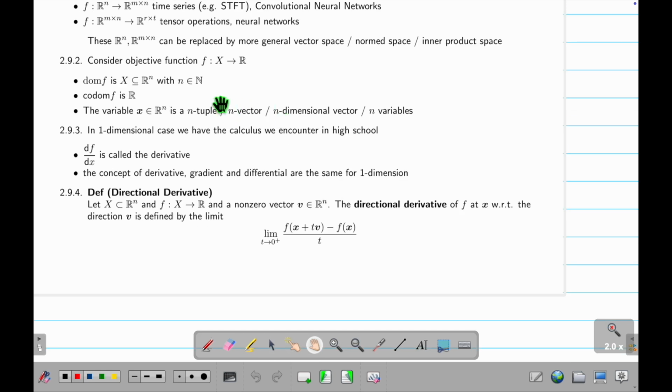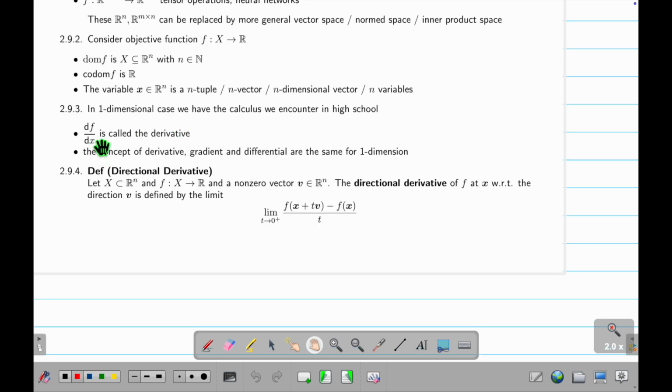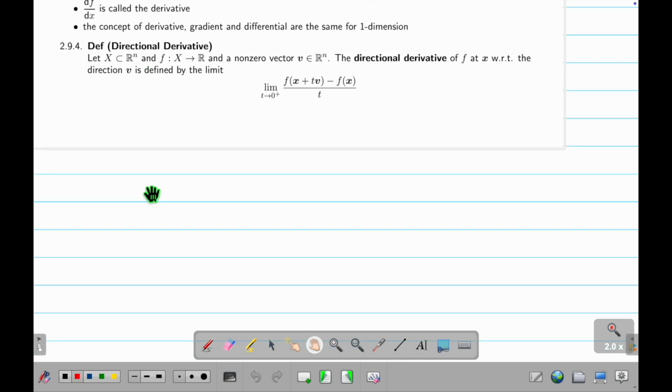First, the notation. We write something like this. This is called the domain. This is called the codomain. And then in the one dimension case, you know this. I'm not going to talk about the details, I assume you know all of them. Then the first thing is called the directional derivative.